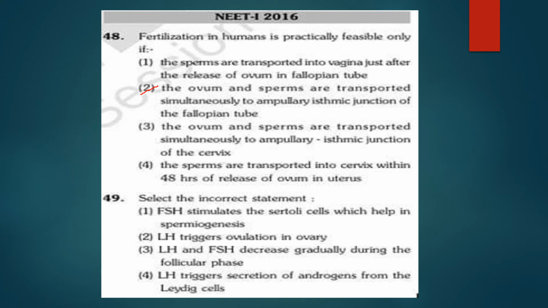Now 49. Select the incorrect statement. Incorrect one among the following. FSH stimulates the Sertoli cells which help in spermatogenesis. This is the correct one. LH triggers ovulation in the ovary. This is also correct. LH and FSH decrease gradually during the follicular phase? No, during the follicular phase they are being raised and they are responsible for the construction of follicles. So this one is the wrong one.